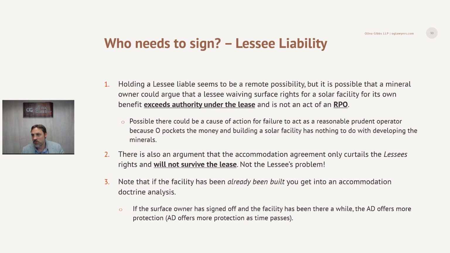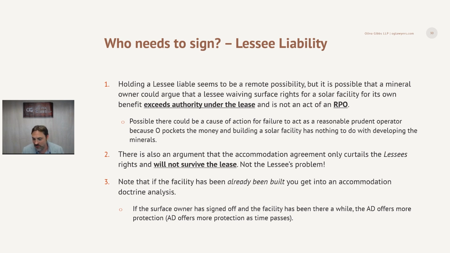So then, does the lessee need to be worried in this situation? I've been talking a little bit about why the solar developer might want to get the mineral owner to sign off, but what about the lessee? Holding a lessee liable, and this would be the mineral owner holding the lessee liable, seems to be somewhat of a remote possibility, but it's possible that a mineral owner could argue that a lessee waiving surface rights for a solar facility for its own benefit might exceed authority under the lease.